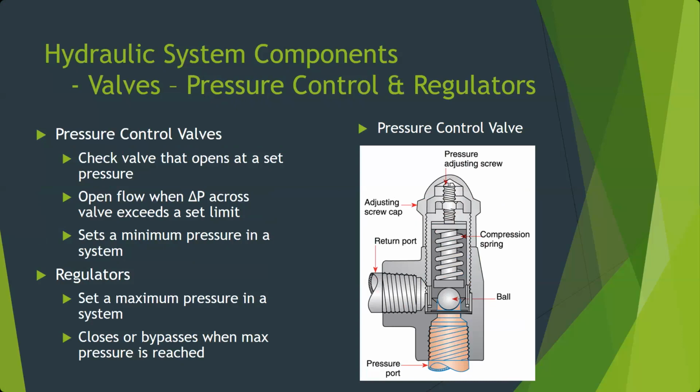A regulator is kind of an opposite. It's going to set a maximum pressure, and then it's going to close when the maximum pressure is reached. So pressure control, normally, is going to open at a set pressure and allow a bypass. Regulators are going to close. Typically, if they close and bypass, it's kind of a combination. It's a pressure control and regulator.